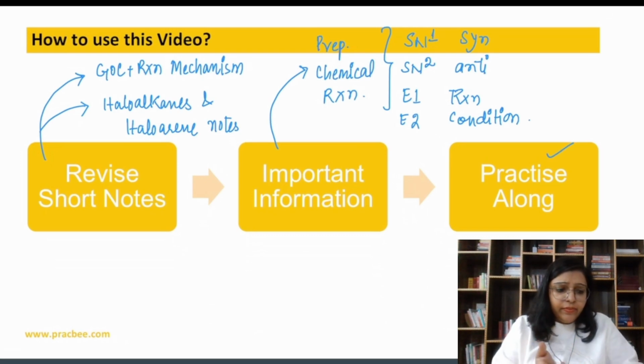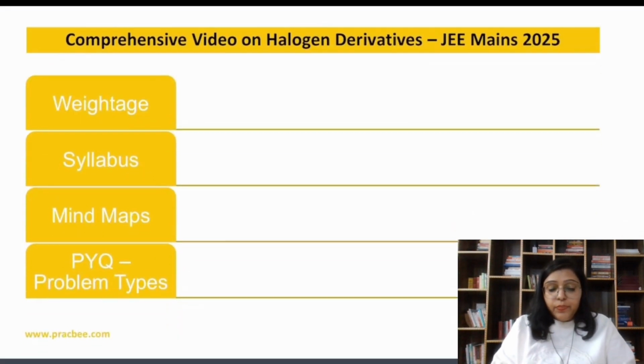And then you can start doing the practice by doing some questions. Now this is the high time when you do PYQs, because this is not the time when you solve from scratch. So just solve the maximum number of PYQs so that you can get the idea what type of questions are coming in the exams. Now, halogen derivatives. First I'm going to discuss the weightage, the syllabus, then the syllabus in terms of mind maps, and then PYQs.